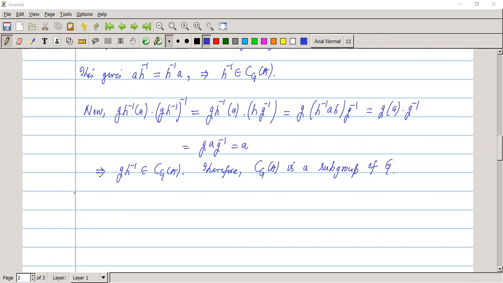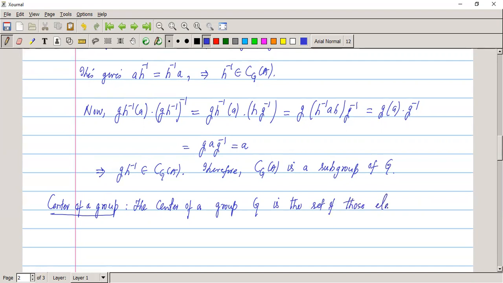Now we proceed towards one more definition, that is the center of a group. So we define the center. The center of a group G is the set of those elements of G that commute with every element of G.